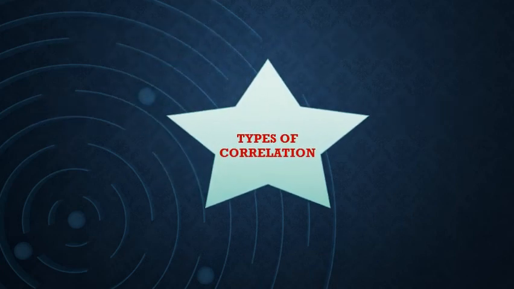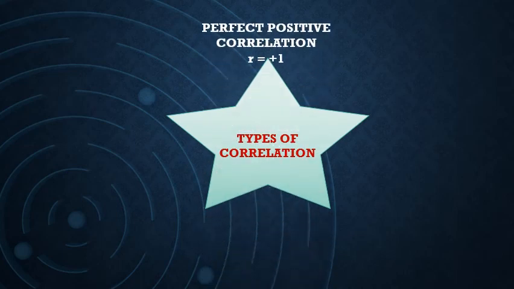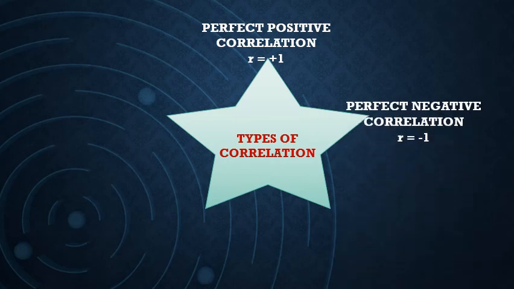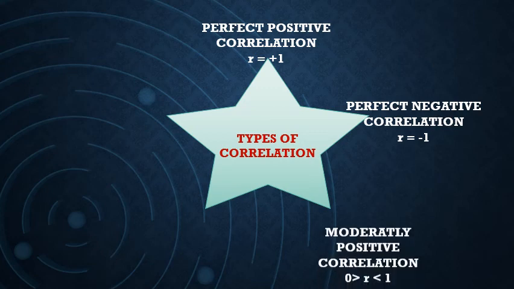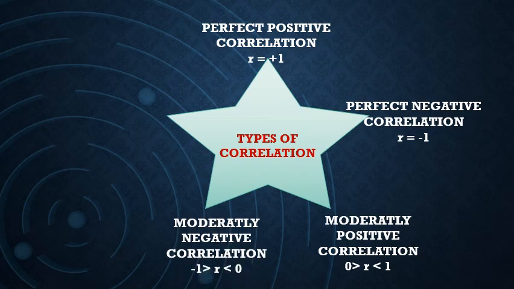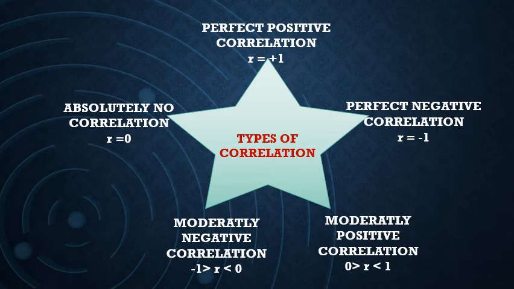So let's see the types of correlation. First, perfect positive correlation, where R is equal to +1. Next, perfect negative correlation, where R is equal to -1. Next, moderately or low positive correlation, that is R is greater than 0 and less than 1. Next, moderately negative correlation, where R is greater than -1 and less than 0. And absolutely no correlation means R is equal to 0.